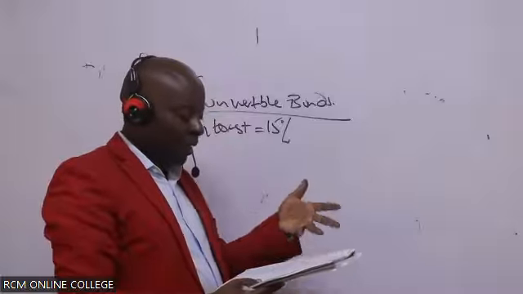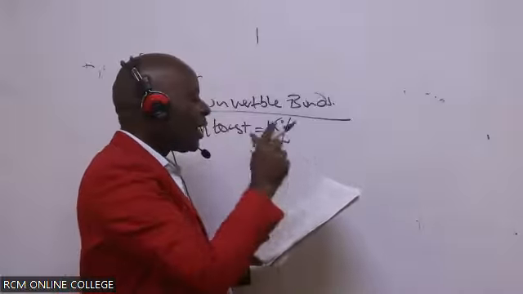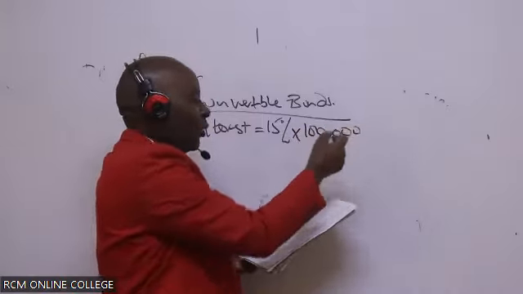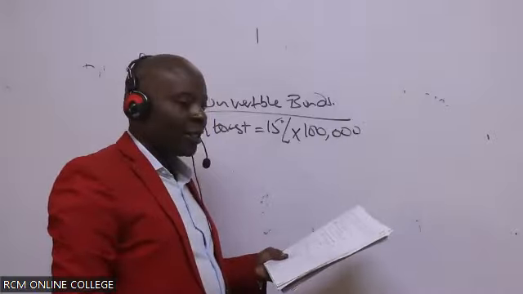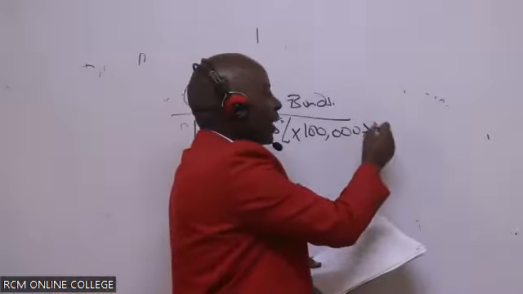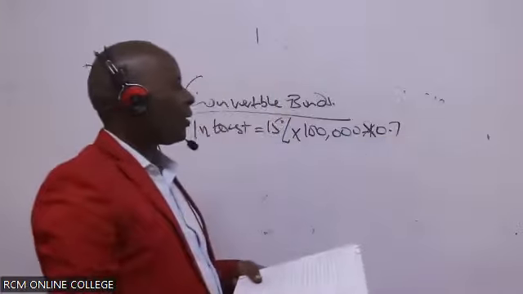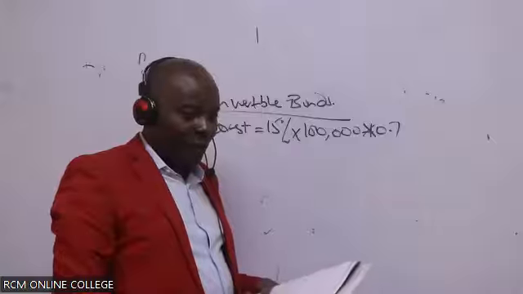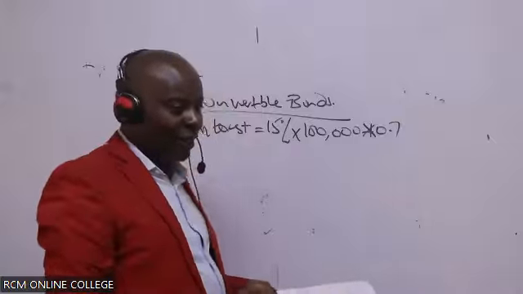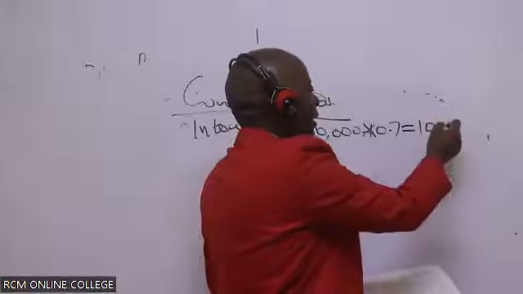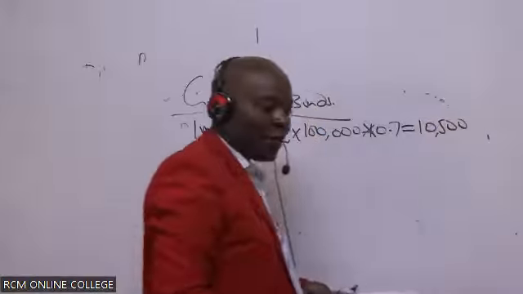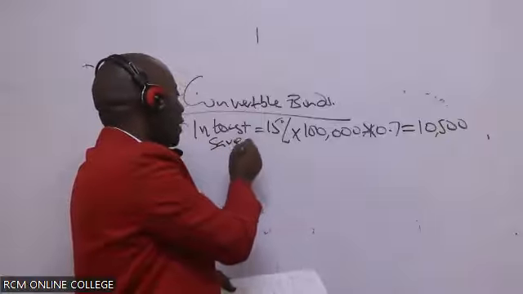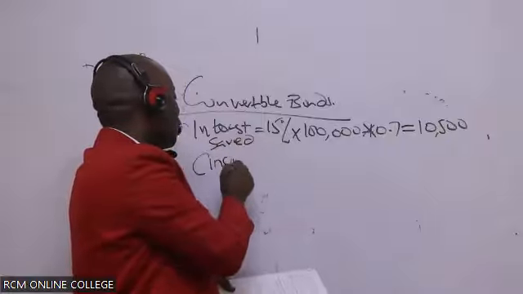So 15% of 100 million shillings, so 100,000, because my figures are in thousands. Multiplied by what here? 1 minus tax. Is there somebody who is able to give me this figure? What do we have here? 10,500. Is that okay? So of course, this interest saved is my incremental earnings.